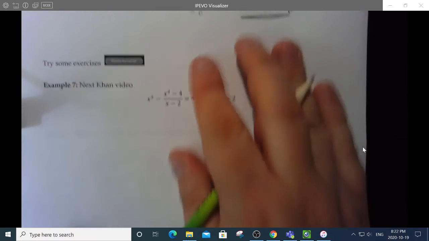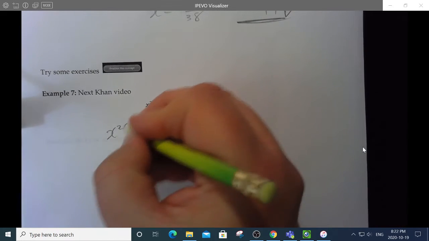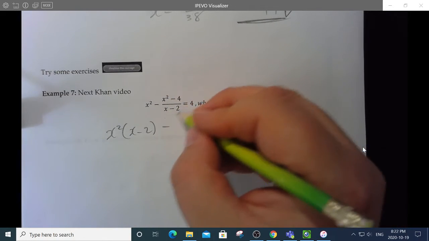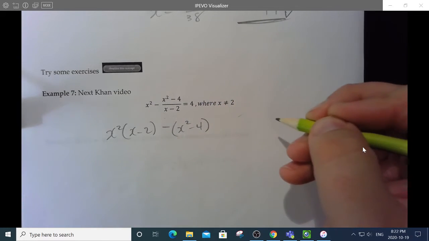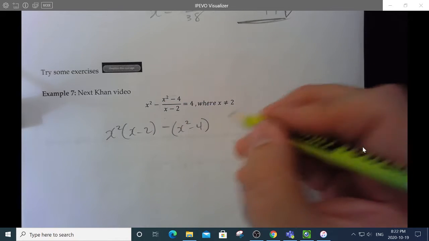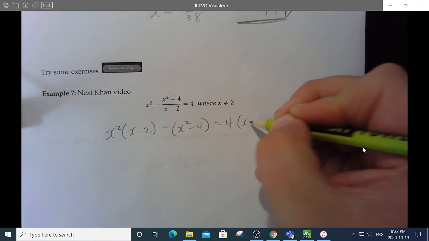Well, I'm going to do the same trick that I did up here. I'm going to multiply both sides of the equation by this denominator to get rid of it. That's going to make this one kind of tough. When I multiply this thing by the denominator, of course it goes away. But careful, it's minus this whole thing. So you're going to distribute that negative. And don't forget the other side of the equation has to be multiplied by this denominator as well.